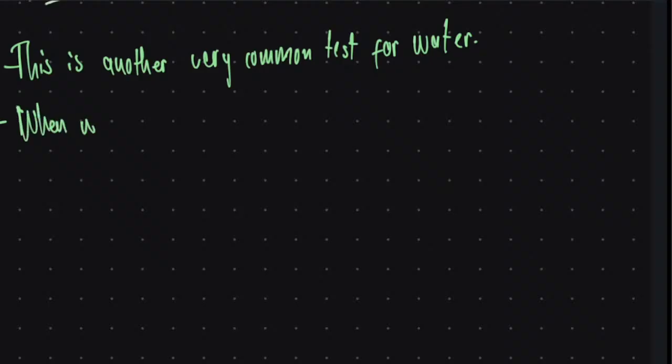When water is added, anhydrous means with no water. So it was anhydrous before water was added. Now you add what you think is water. You add something you don't know, but you think that thing is water, and then you see what goes on. So when water is added, what should happen to anhydrous?